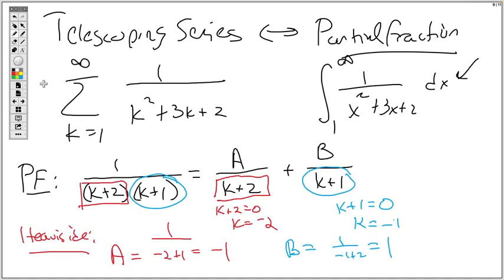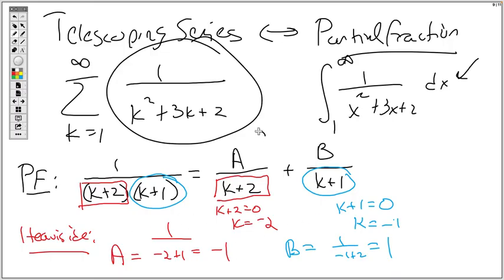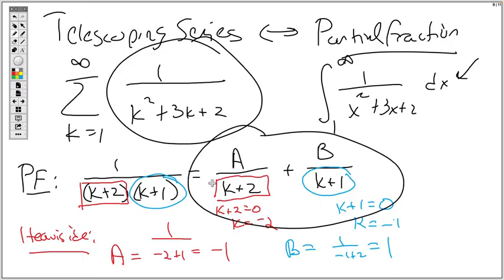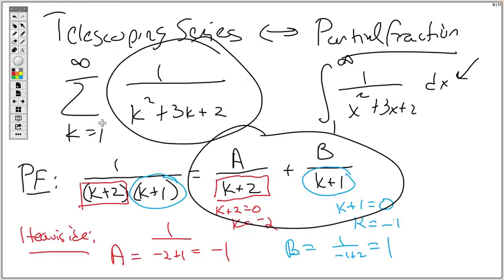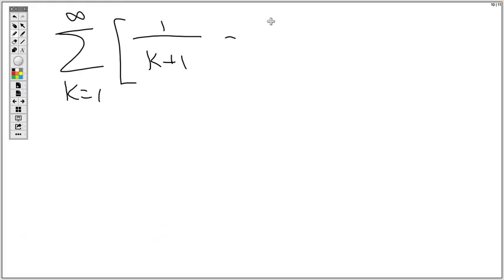So instead of trying to analyze the series with the terms written this way, let's look to see what happens if we look at the series with the terms written this way. So I've got, let's see, B is the positive one, so I'll put that first. B times 1 over k plus 1, and then A has the -1, minus A times 1 over k plus 2. Okay, there it is.